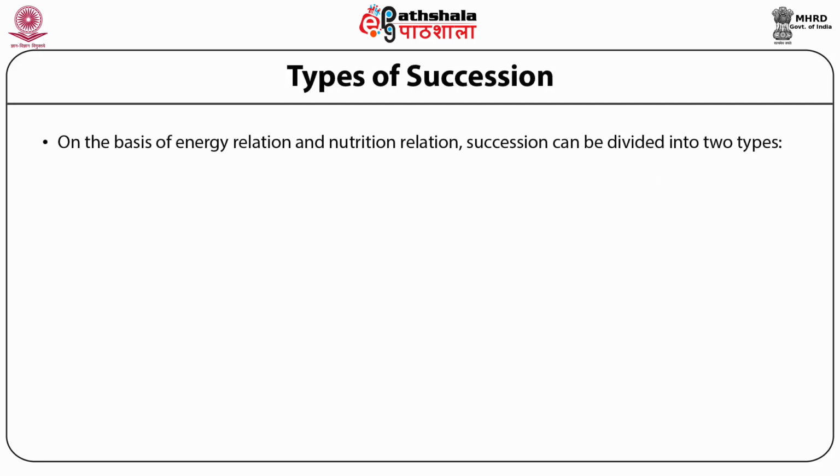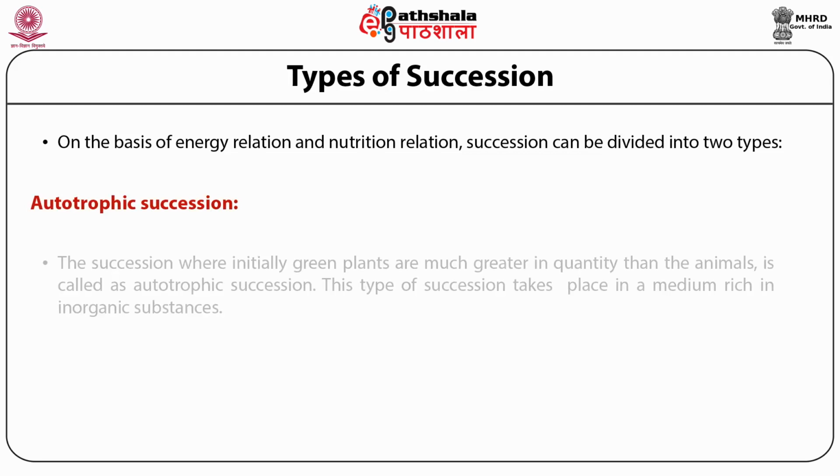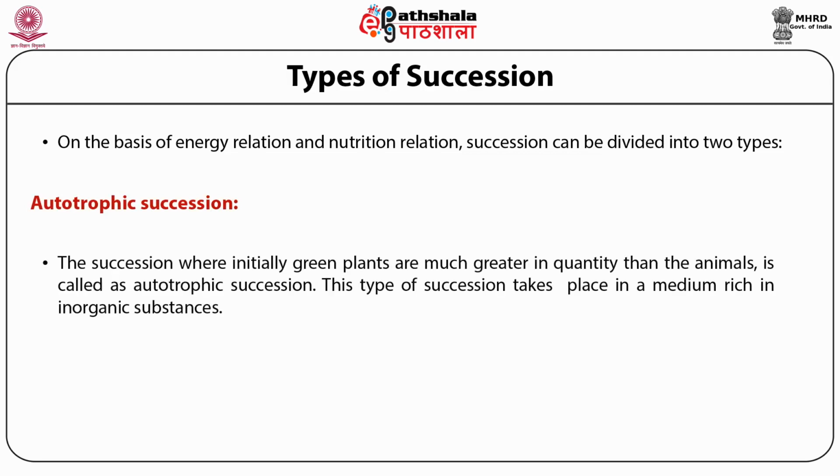On the basis of energy relation and nutrition relation, succession can be divided into two types. The first is autotrophic succession. The succession where initially green plants are much greater in quantity than the animals is called autotrophic succession. This type of succession takes place in a medium rich in inorganic substances.